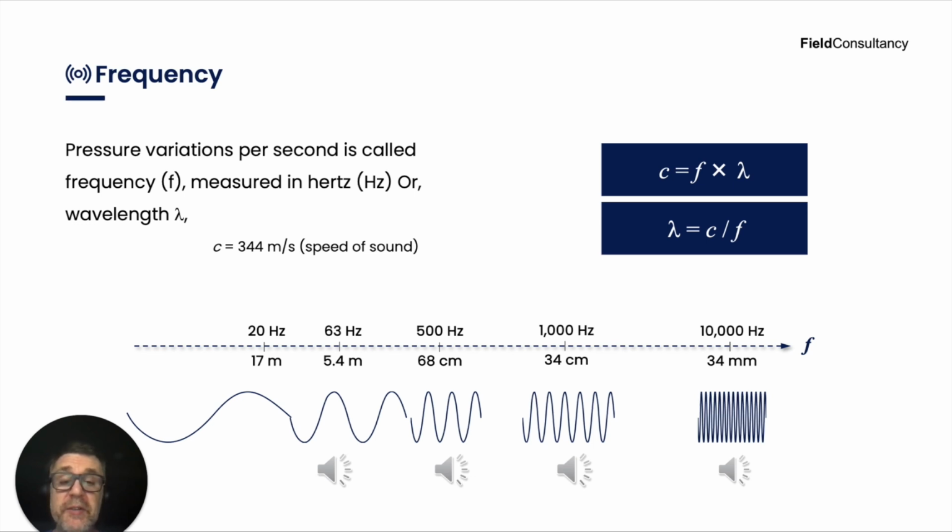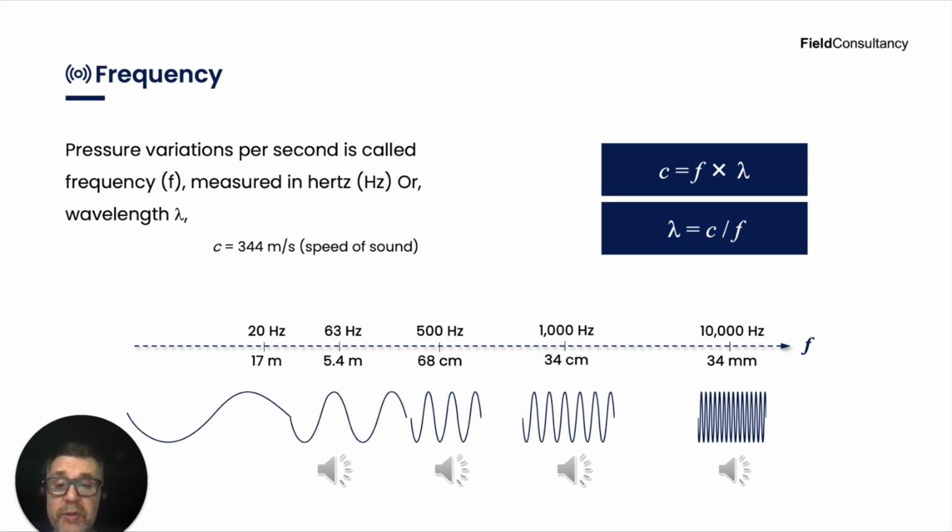It is related to the wavelength of sound by the equation on the right-hand side there in terms of the speed of sound. The speed of sound is 344 meters per second and it is constant. There are slight variations around the world on 344 meters per second, and it is best to check in your part of the world what the actual speed of sound is.